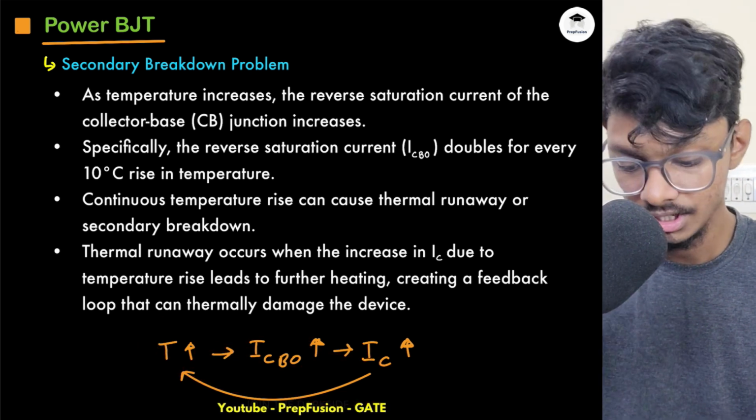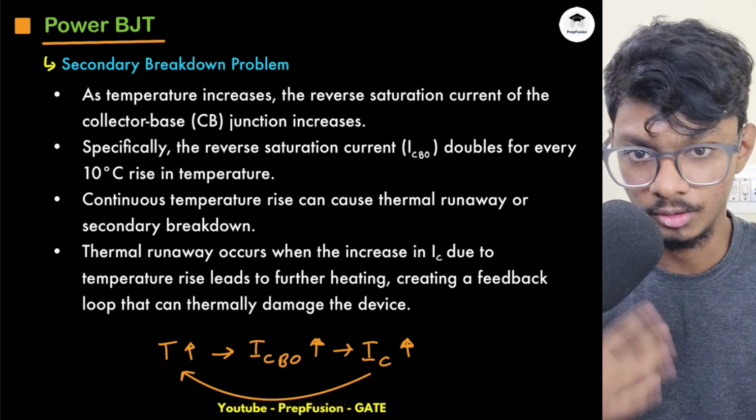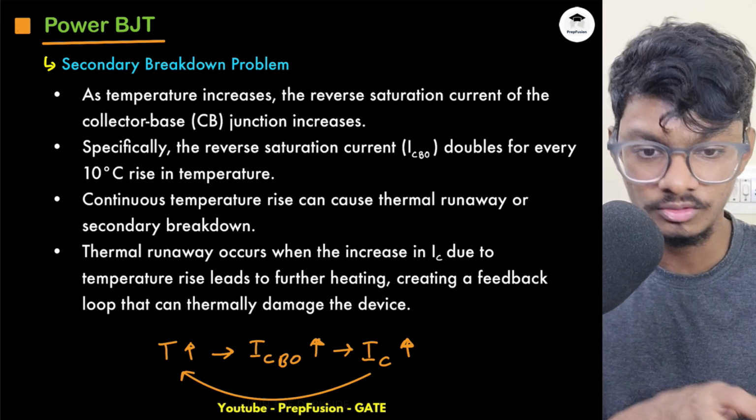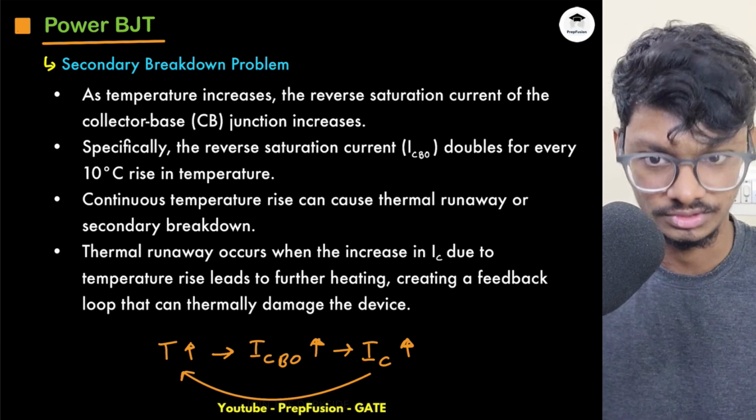So we need a cooling device. That is the drawback of BJT, power BJT. That's why we don't use power BJT now, except in a few circuits. BJT has no use currently.